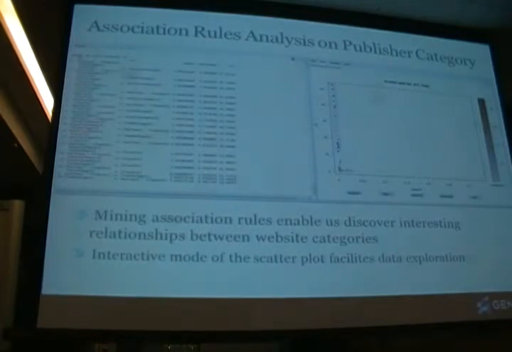And it's actually an interactive tool that allows you to select the top performing rules. After your selection, all those rules are going to show up on the left-hand side. And the top rule actually is, for people visiting business, technology, travel, they are going to visit entertainment. That's the rule we are able to identify using the data set.